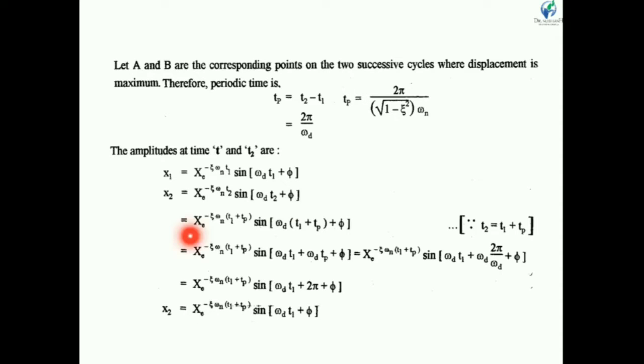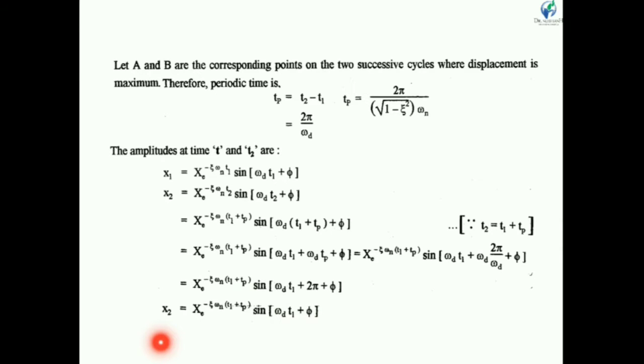So here we get x into e raised to minus zeta omega n in bracket t1 plus tp into sine in a whole bracket omega d in a bracket t1 plus t2 bracket complete plus phi whole bracket complete. So if we simplify, then we get x into e raised to minus zeta omega n in bracket t1 plus tp bracket complete into sine bracket omega d t1 plus 2 pi plus phi bracket complete. So sine this one, the solution of this one is, if we simplify, sine omega d t1 plus phi.